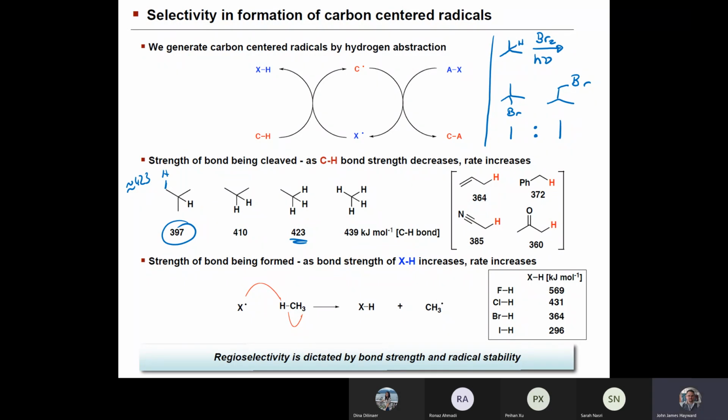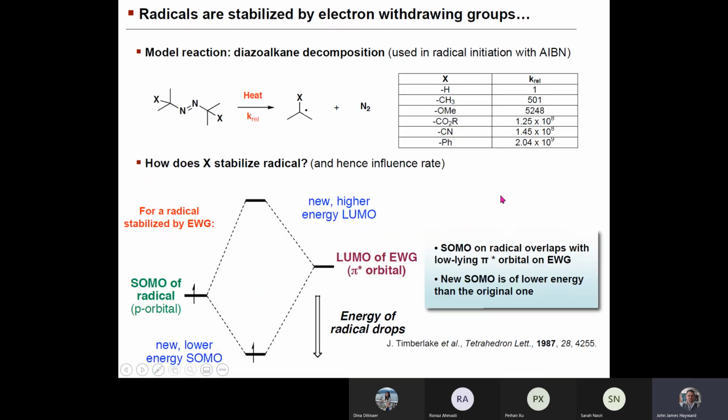Okay, so as the bond strength of the hydrogen you're attacking decreases, the rate increases, and as the strength of the bond that you're forming increases, the rate also increases. So again, bond strength is very important for understanding radical reactivity. Therefore the regioselectivity is dictated not only by the radical stability, but by the bond strength. So let's look at the stability of some radicals.